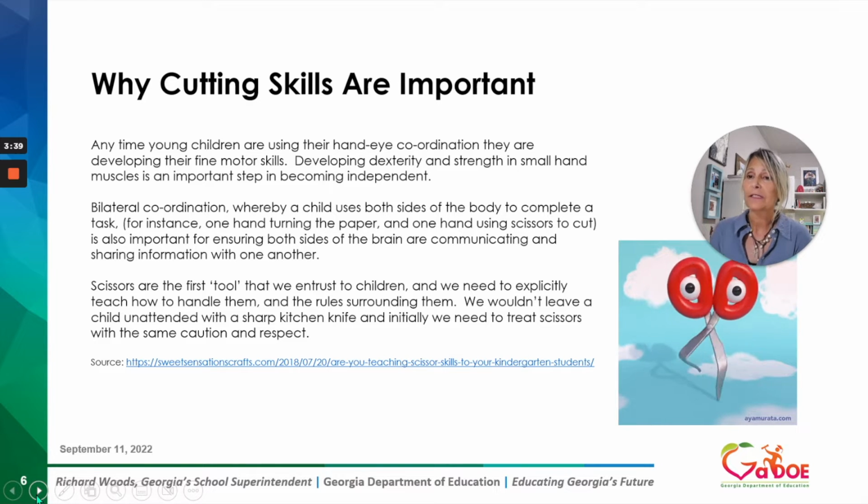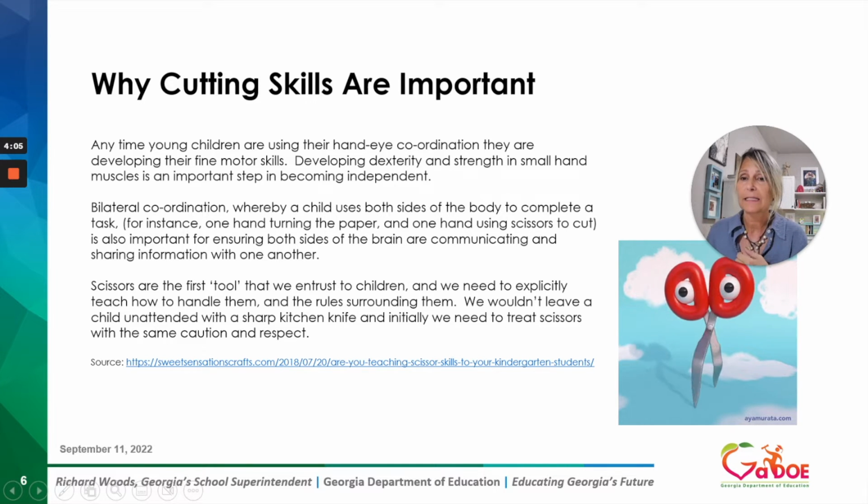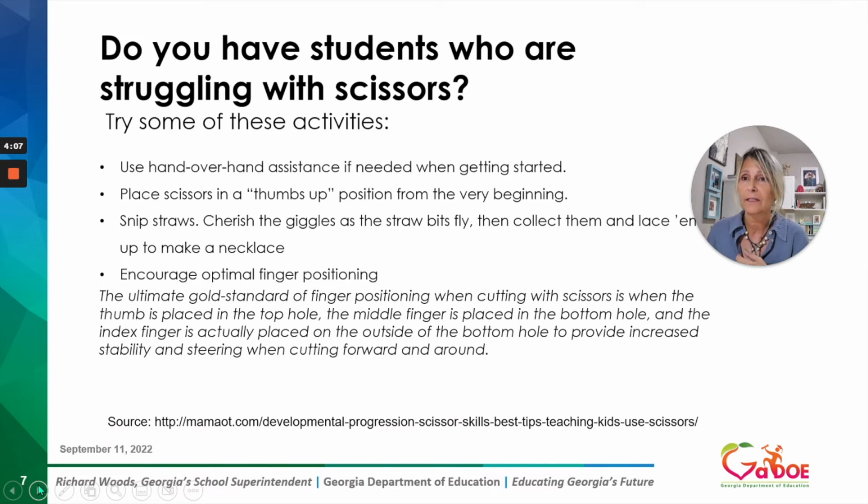They're still developing their fine motor skills. And I came across this article from an OT expert who talked about how, when you think about it, you're having to do bilateral coordination where you're using both sides of the body. You're using one hand for turning the paper, one hand for cutting the paper. And sometimes it takes some of our kids a little bit longer. So while most of our kids at this stage of the game are pretty good at using scissors, I wanted to share some ideas about what we can do to make that experience better and catch the rest of them up.